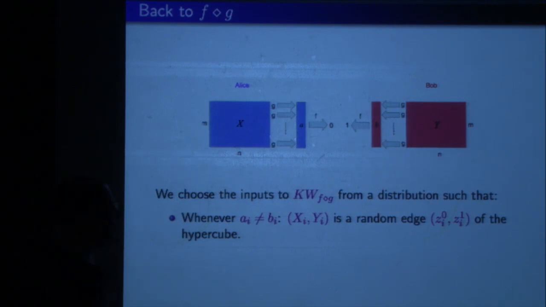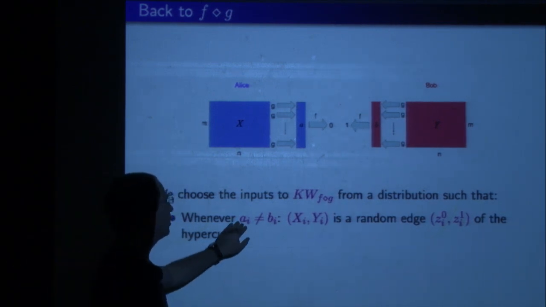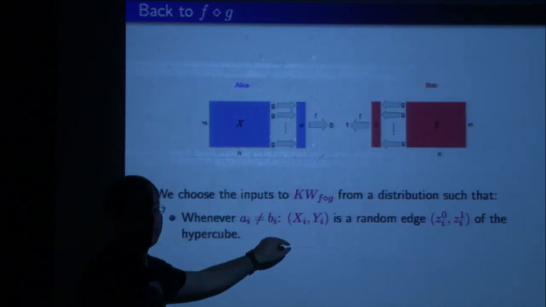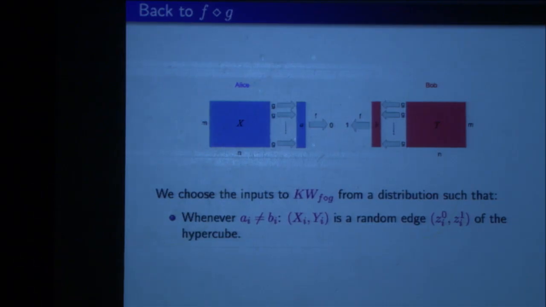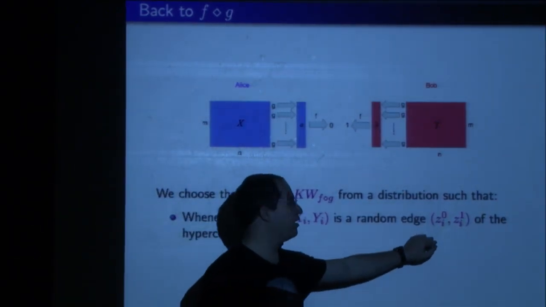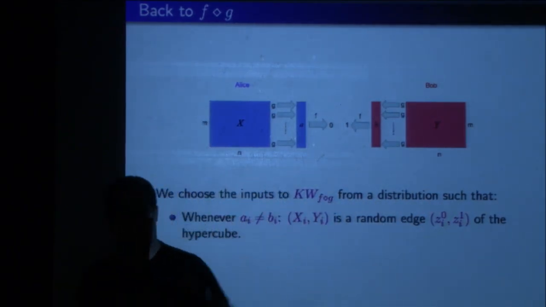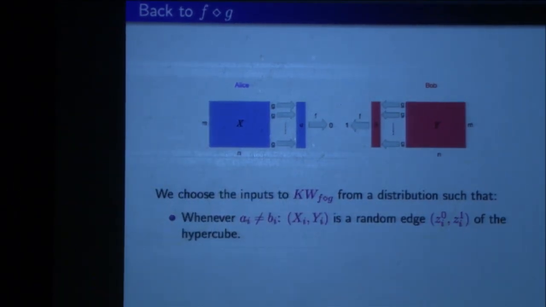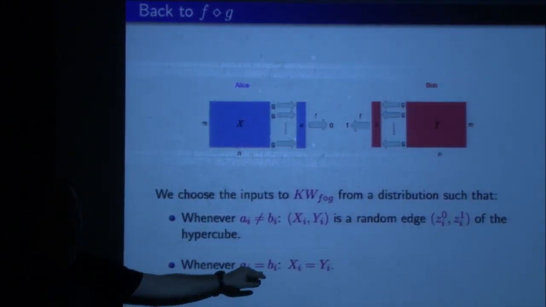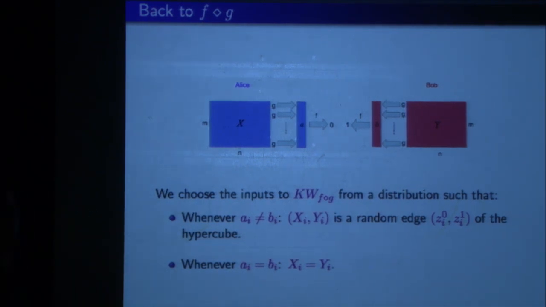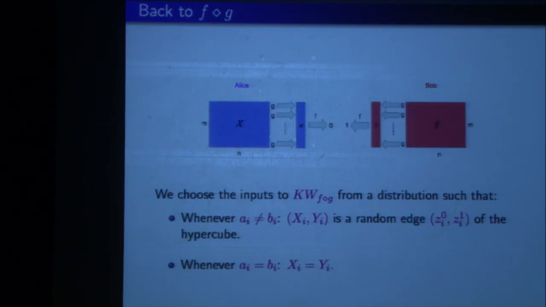So the distribution is going to have the property that on each coordinate on which A is different than B, the corresponding rows of X and Y are going to be a uniformly distributed edge of the hypercube. I'm going to denote this edge by Zi0, Zi1. We will refer to this notation in the next slide. Whenever A and B are equal, the corresponding rows of X and Y are equal. So these are the essential properties of the distribution.